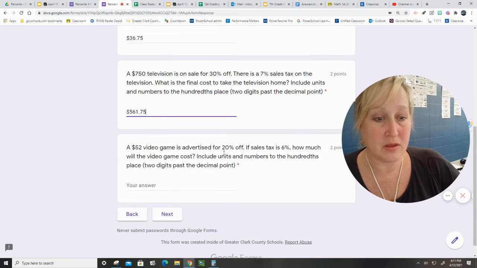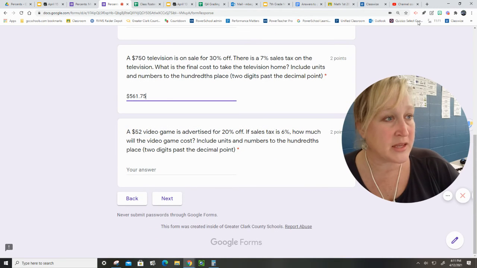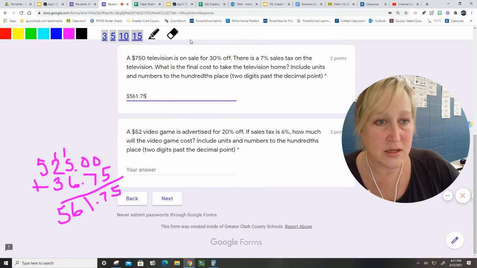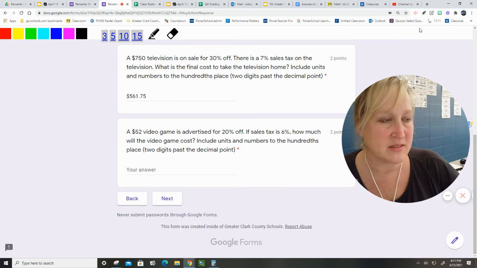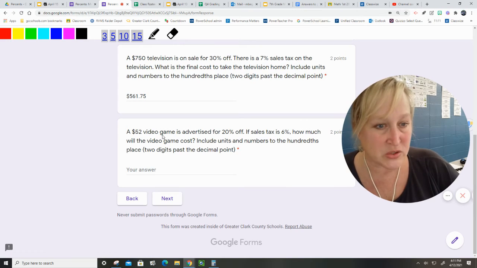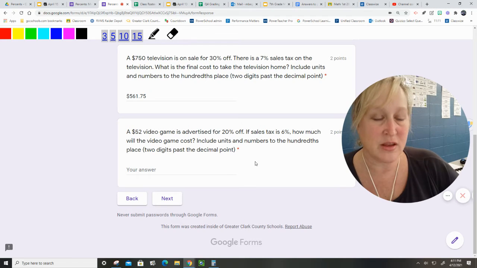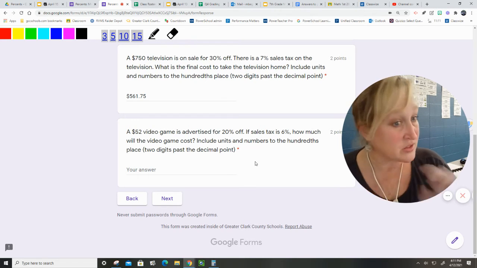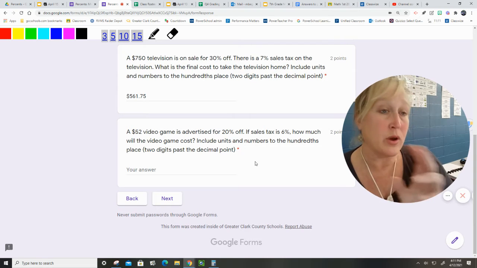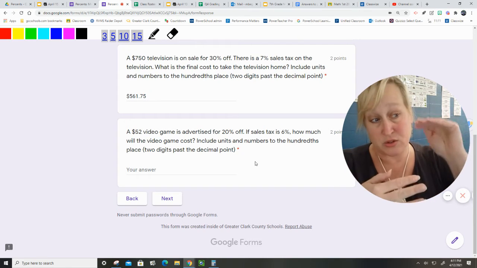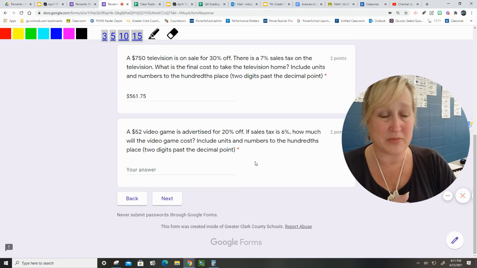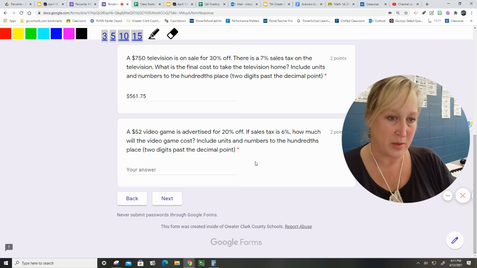Okay. We've got another problem, and it might combine some of this stuff. So let's read it and see what it says. A $52 game is advertised for 20% off. If sales tax is 6%, how much will the video game cost? Include units and numbers to the hundreds digit. Now, I'm noticing that it has 2 things that I have to do, and now it makes sense why I had to do that first problem so many times, because it walked me through the steps.